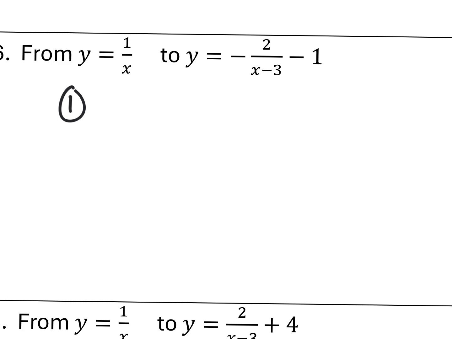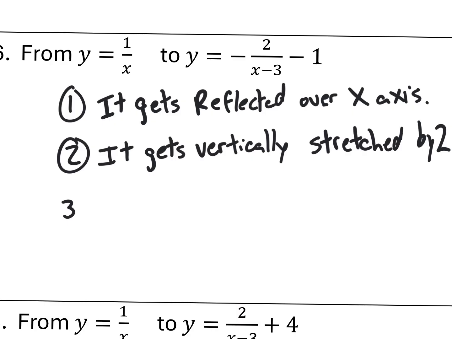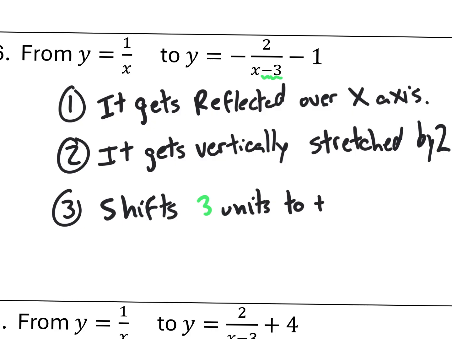That it gets reflected over the x-axis. Reflected over, reflected across, whatever you want to call it. Then you move to the actual numeric value, which is 2. That causes a vertical stretch of 2. And then after that, you're going to talk about your shifts. So it shifts where and where? It shifts 3 to the right because you think opposite. So 3 units to the right.